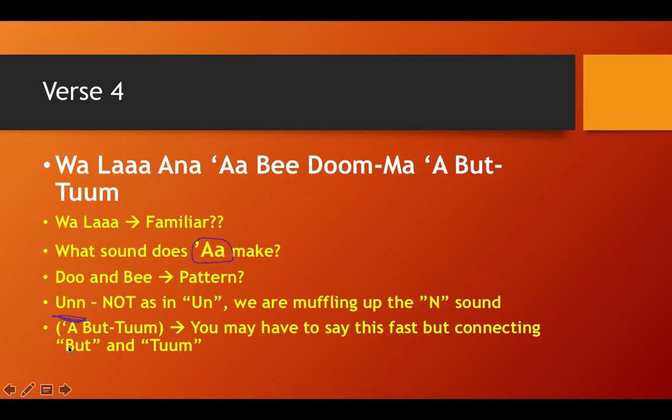And then abattum, you may have to say this a bit fast. Essentially what you're doing is connecting. Notice how you see but is connected with tum. Now but is an English word here, and it's said exactly the way it is. So but tum, okay? You're connecting the T here with the T of this tum. So the way I'd say it is this: rabattum. Okay, I kind of stuttered there, but let me say this verse one more time. Wala ana habidum rabattum. Okay?